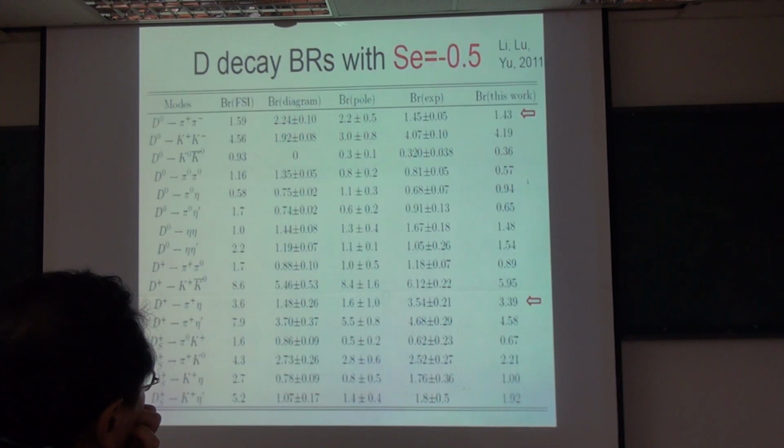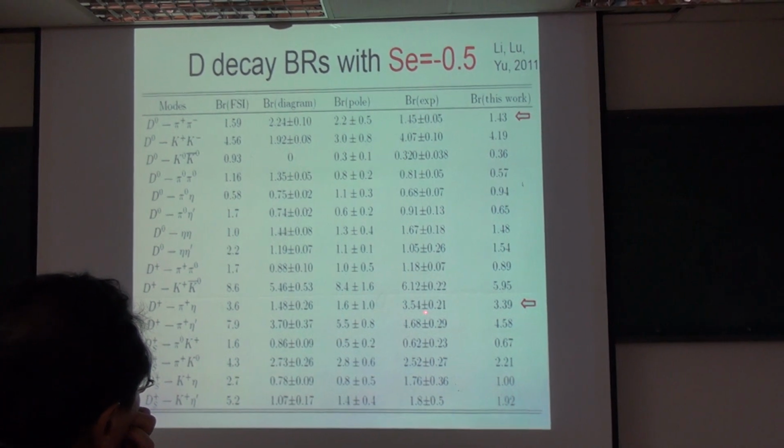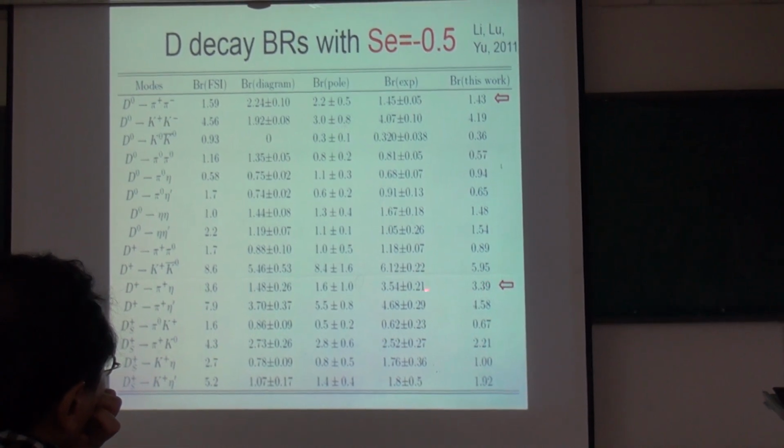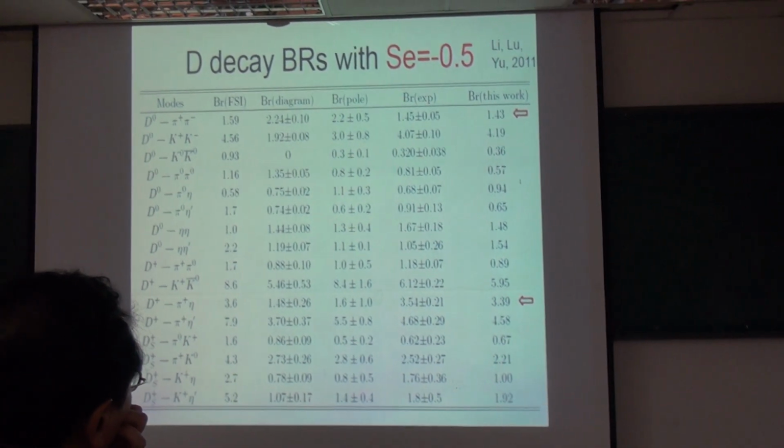So for the D decay, same. We use a similar global phase, minus 0.05. Then you can see that now D to pi pi puzzle is resolved. Also this one, pi plus eta, this is quite significant because in other models, you can see the huge difference. But after including this global gluon, that becomes consistent.